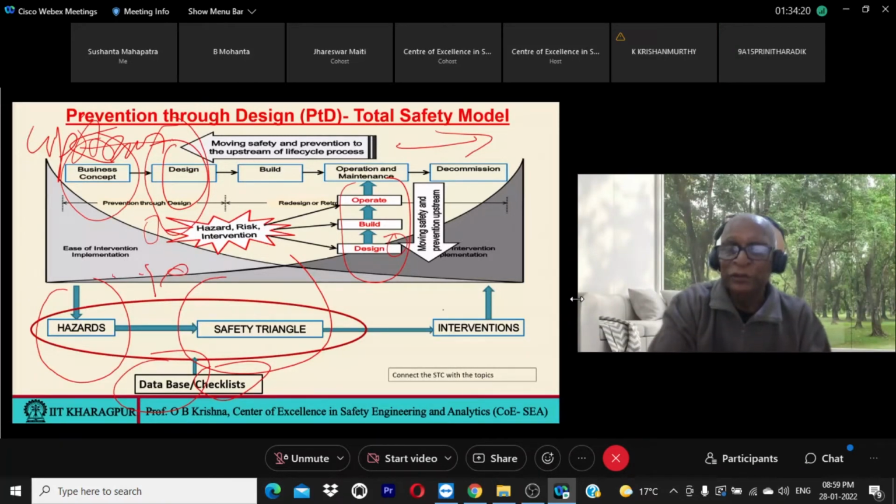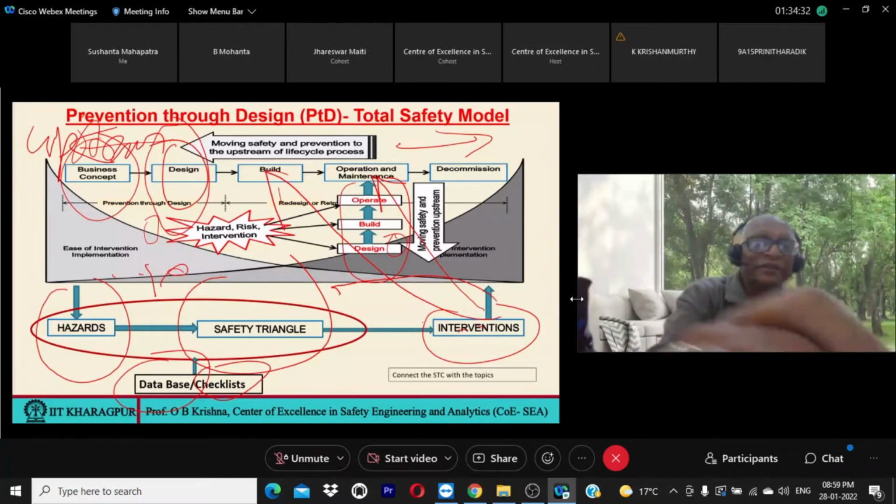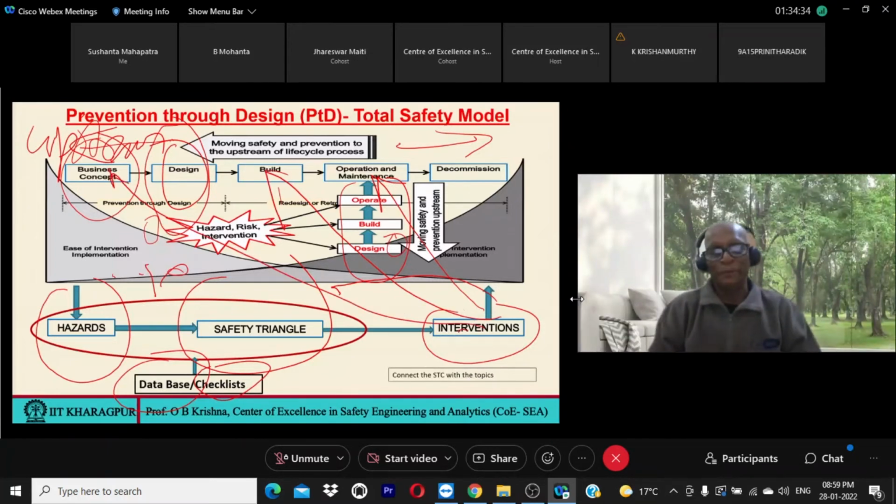If you give the checklist and database, designers will be able to decide the interventions. If you are doing this for the operation stage, the interventions should go to operations. If you are doing it for the building stage, they should go to building. If you do it at the business concept, they should go to the business concept.